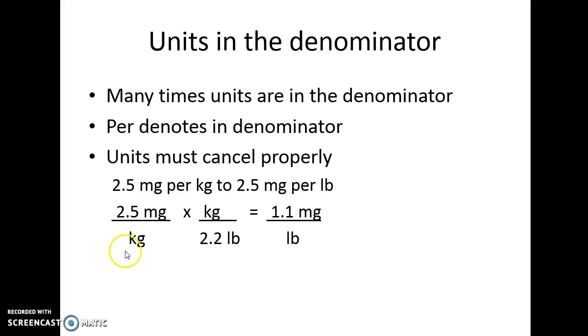Okay, so if I look at this math, you will see kilogram cancels out, and we end up, the unit is milligram per pound. And if you do the math, 2.5 divided by 2.2, and that gives you 1.1 milligram per pound.